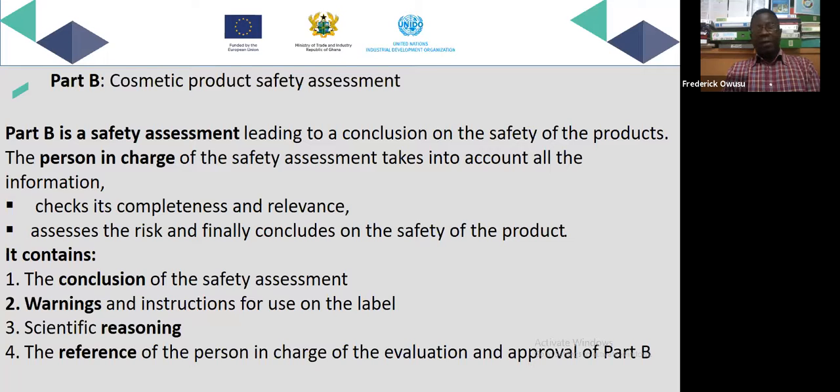The reference of the person in charge of the evaluation should also be known, so that the person can be called upon to clarify issues to the consumer. So the person should be in charge of the evaluation and approval of this part of the safety report.